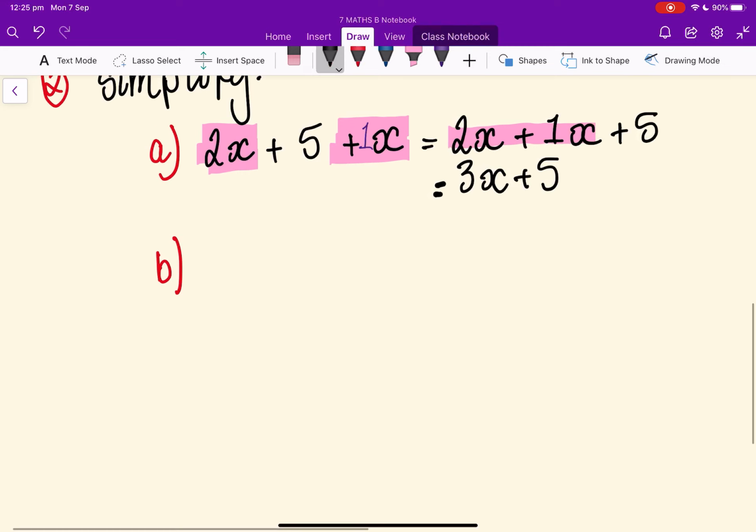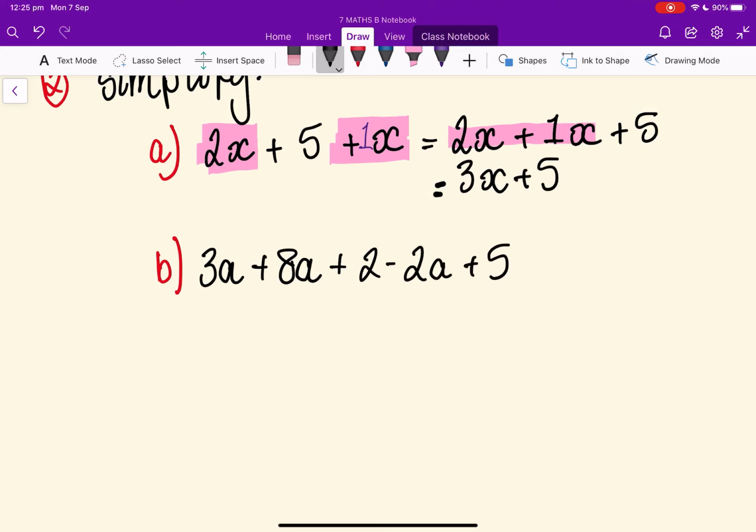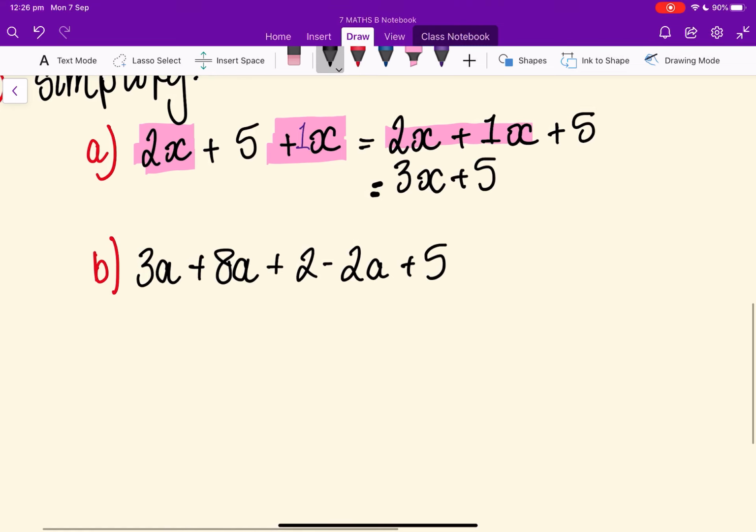So you've got 3a plus 8a plus 2, take 2a plus 5. So you're going to get a highlighter and you're going to highlight the like terms. So I've got 3a, I've got plus 8a, I've got take 2a, and my 2 and my 5 are also like terms, so I can put them in maybe a blue, okay?